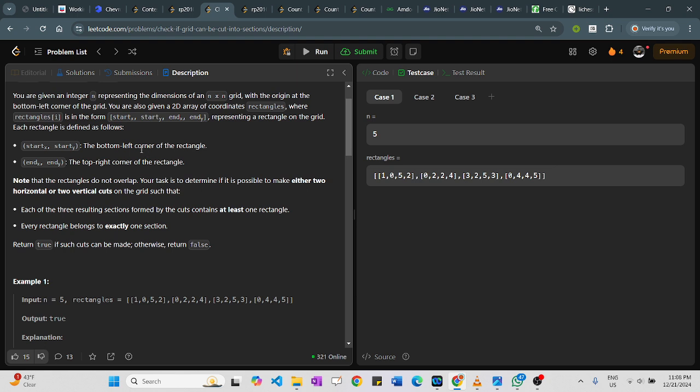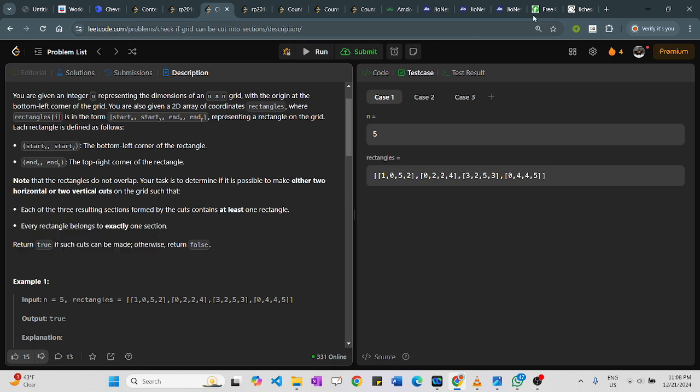You don't have to partition the grid in such a way that it will cross through any rectangle, right? As you can see here in the note, the rectangles do not overlap. That has been guaranteed by the problem setter here, and you'll have to determine whether two horizontal or two vertical cuts on the grid are possible, such that each of the three resulting sections formed by the cuts contains at least one rectangle, and every rectangle belongs to exactly one section.